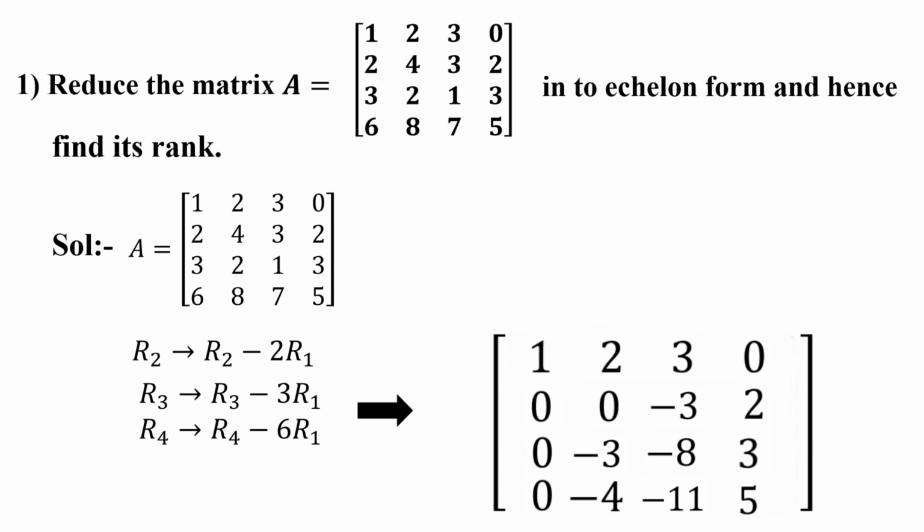Now the second row has 2 zeros before a non-zero element and third and fourth row have 1 zero before a non-zero element. So we have to either interchange R2 with R3 or R2 with R4. So interchanging R2 with R3, we get this matrix.